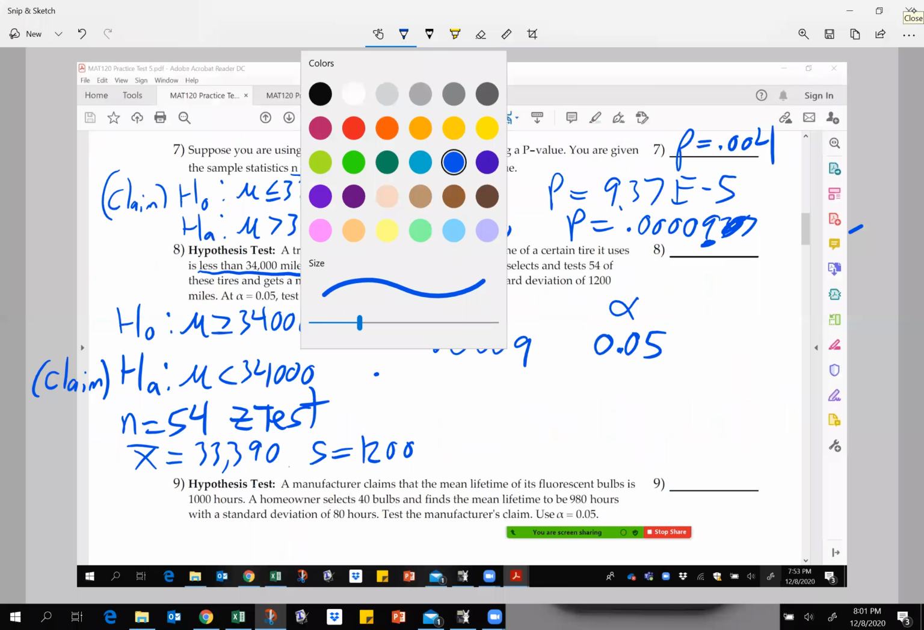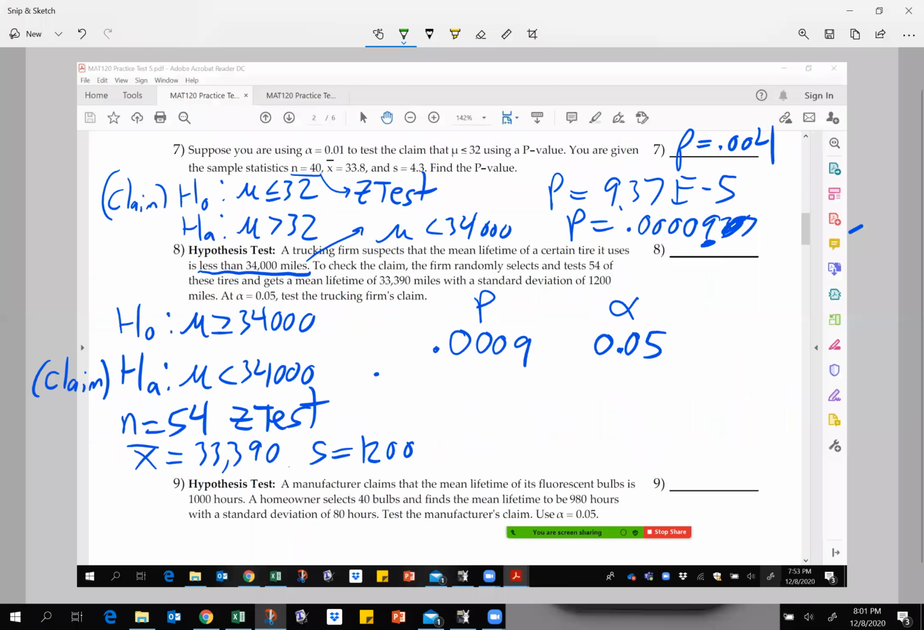If we go to make the comparison, one of the things that we see is that 0.0009 as a number is definitely less than 0.05. So that means that we're in the case where p is less than or equal to alpha, and because of that, the decision would be to reject the null. So that is going to be the outcome of our hypothesis test.